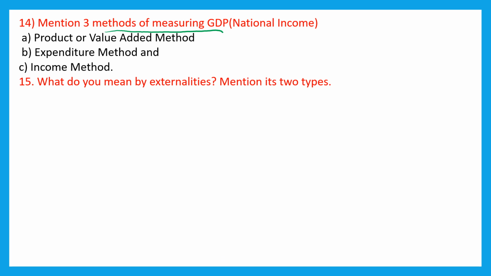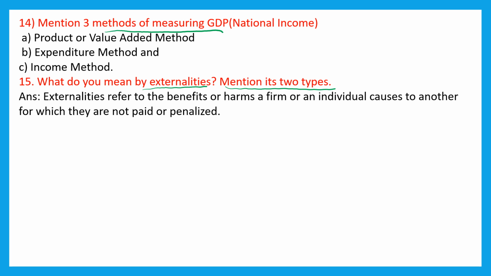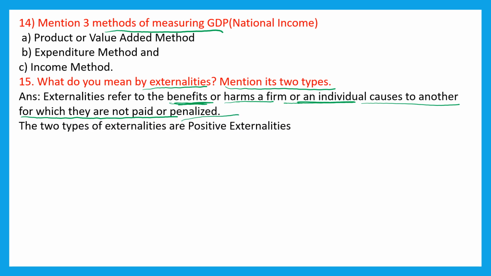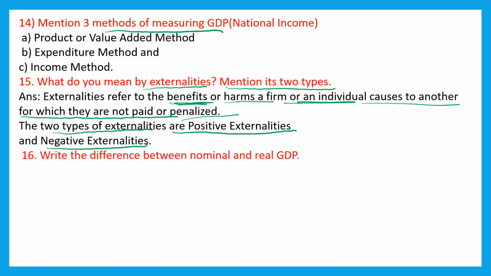What do you mean by externalities? Mention its two types. Externalities refer to the benefits or harm a firm or an individual causes to another for which they are not paid or penalized. There are two types of externalities: one is positive externality and the second one is negative externality.